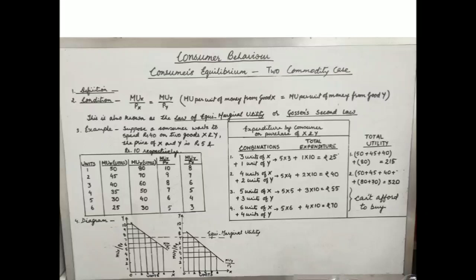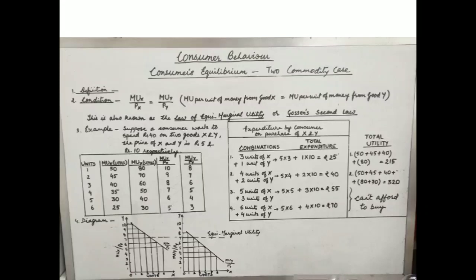In my last video I explained the concept of consumer's equilibrium in case the consumer is spending his entire income on a single commodity. Today I will explain how a consumer reaches his equilibrium position when he spends his income on two or more goods. Students, in reality, the consumer spends his income on a number of goods and services, and with his limited income, he wants to get maximum satisfaction.